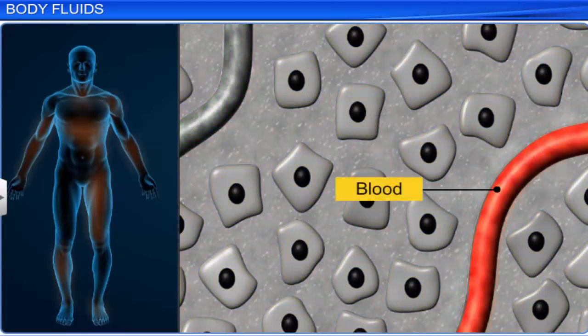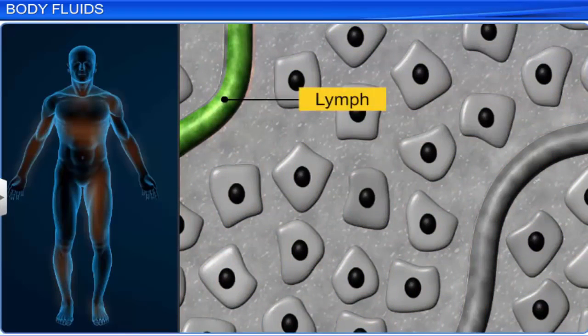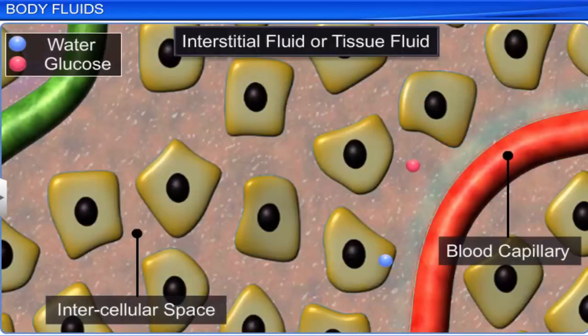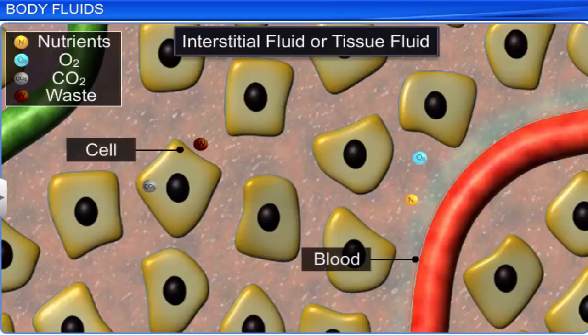Apart from blood, interstitial fluids and lymph are other important body fluids that make up our body. Interstitial fluid or tissue fluid is formed when some quantity of water and water-soluble substances squeeze out from the blood capillaries into the intercellular spaces. Its composition is similar to that of plasma and serves as a medium between blood and cells in the exchange of nutrients, gases, and waste.